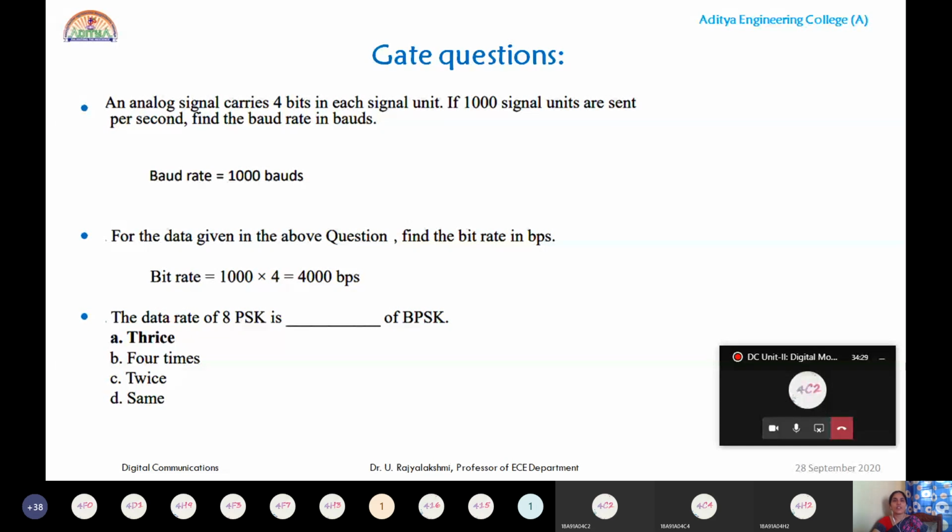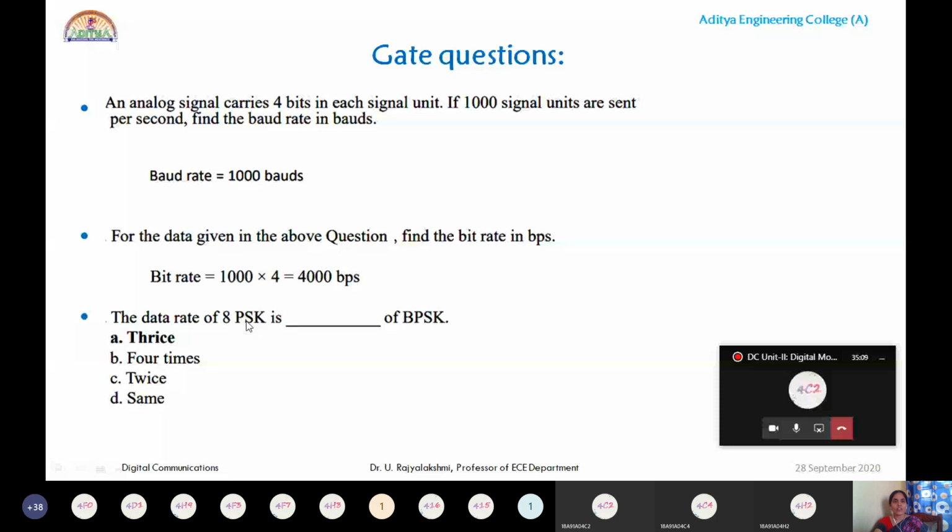Bit rate is 1 by Tb, and baud rate is 1 by Ts. Baud rate is Fs, equal to 1 by Ts. Bit rate is Fb, equal to 1 by Tb. And the relation between bit rate and baud rate is: baud rate is bit rate by n, or bit rate is baud rate into n, because Ts is equal to N Tb. Now, please carefully observe the third question shown on the slide.